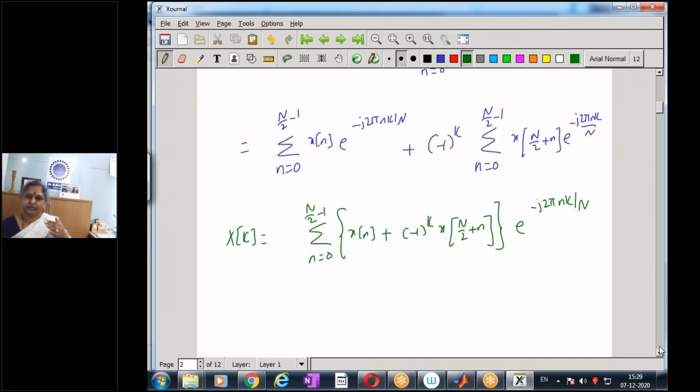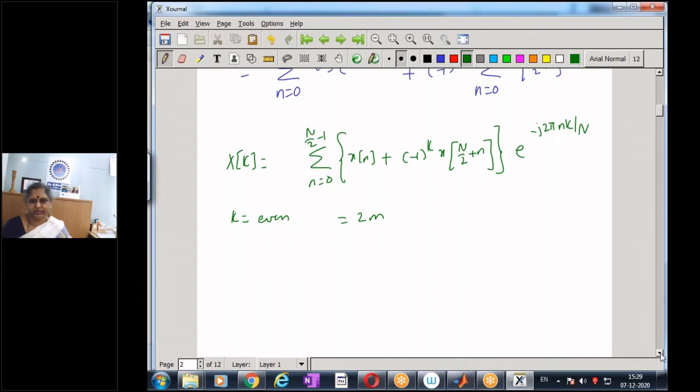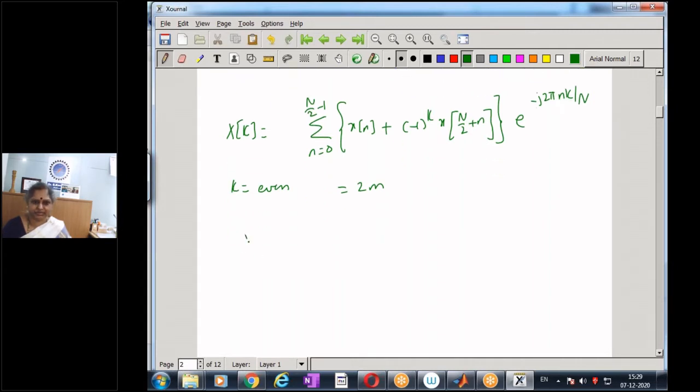So there are some, and this summation we can recognize as very similar to computing a DFT. Now what we will do is this: because we have a minus 1 to the power of k, I will take two cases. Case 1 is when k is even, let us say 2m.